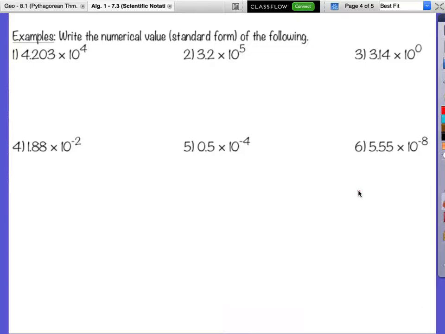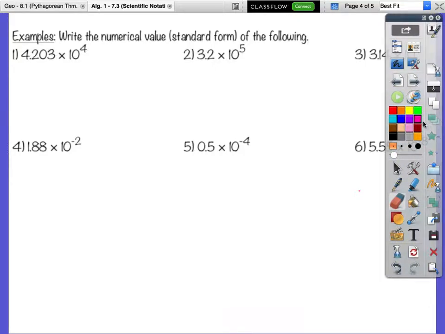Hey, let's go back to our seats, please. Let's go back to our seats, and please don't sit on my desk. It's not good for the desk long term.